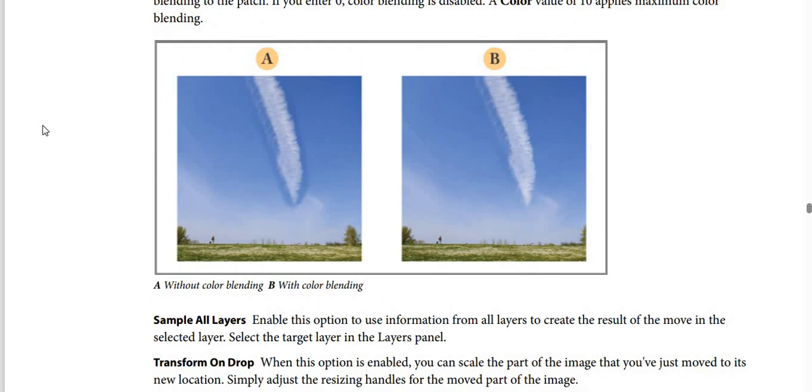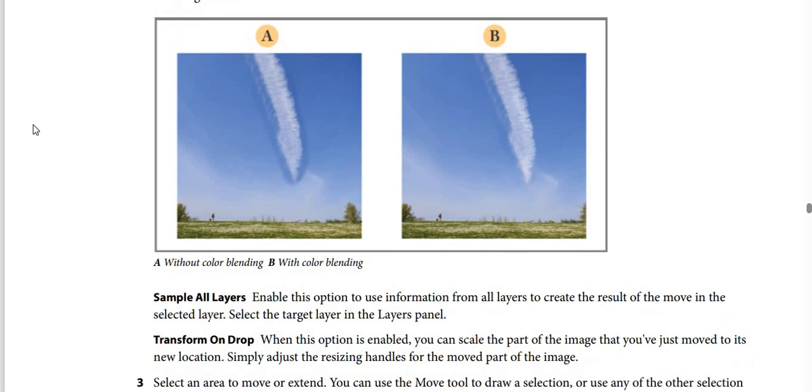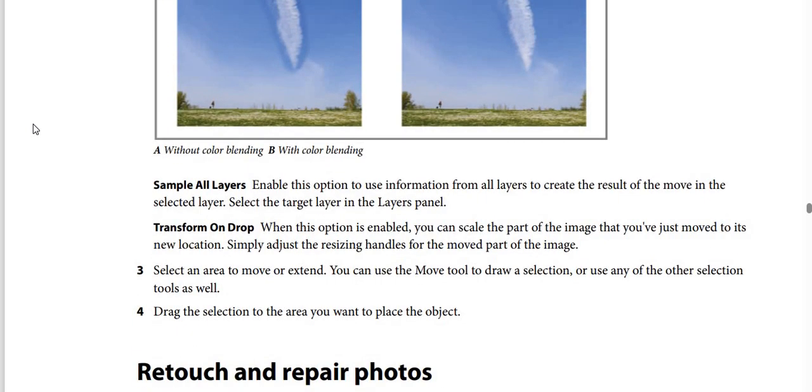We have A and B, A without color blending. A means without color blending on the left side, and on the right side B means with color blending. We have two options, with color blending and without color blending, A and B. And what about sample all layers? Sample all layers means that you can enable this option to use information from all layers to create the result of the move in the selected layer and select the target layer in the layers panel.